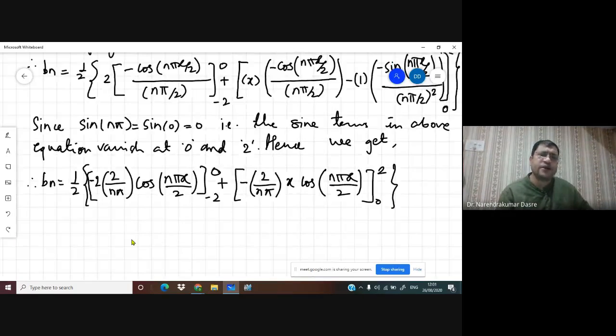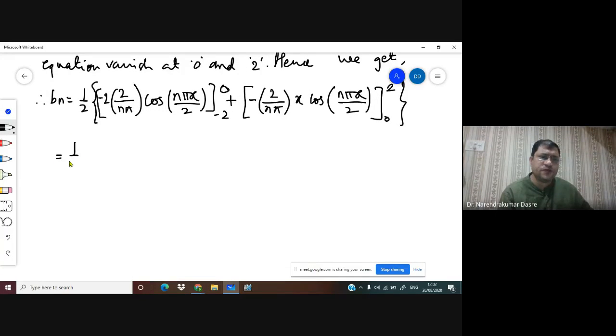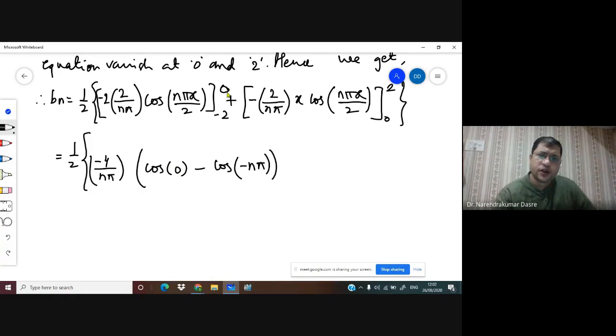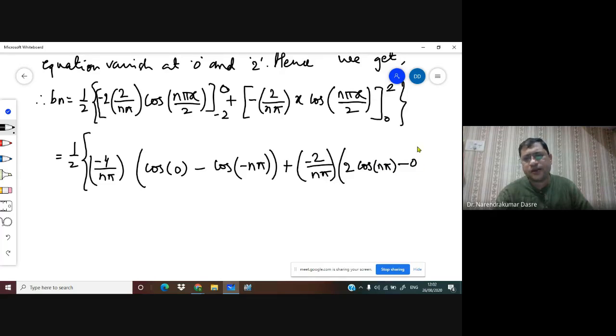Okay, so let us apply the limits now, and we can have this as half of. So apply the limit. I'll be having this minus 4 upon n pi as it is. I'll apply the limit for this term only, this being constant, I have taken it out. So I'll be having cos of 0 minus cos of minus n pi. Because if I use 0 here, this term will be 0, and you are using the lower limit, so minus. And if you put minus 2, then this will get cancelled and you will be having minus n pi. Now, for this, we can have minus 2 upon n pi as common. And here, if I put the value 2, then I'll be having 2 cos of n pi minus 0, because we have x equal to 0 here, so this whole term will go to 0.